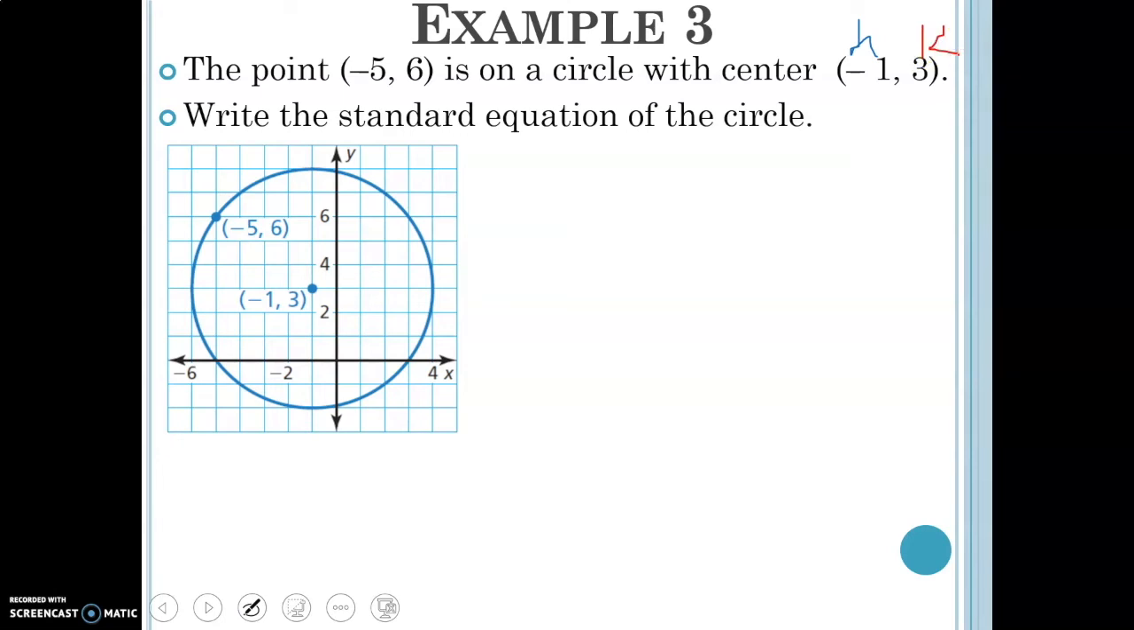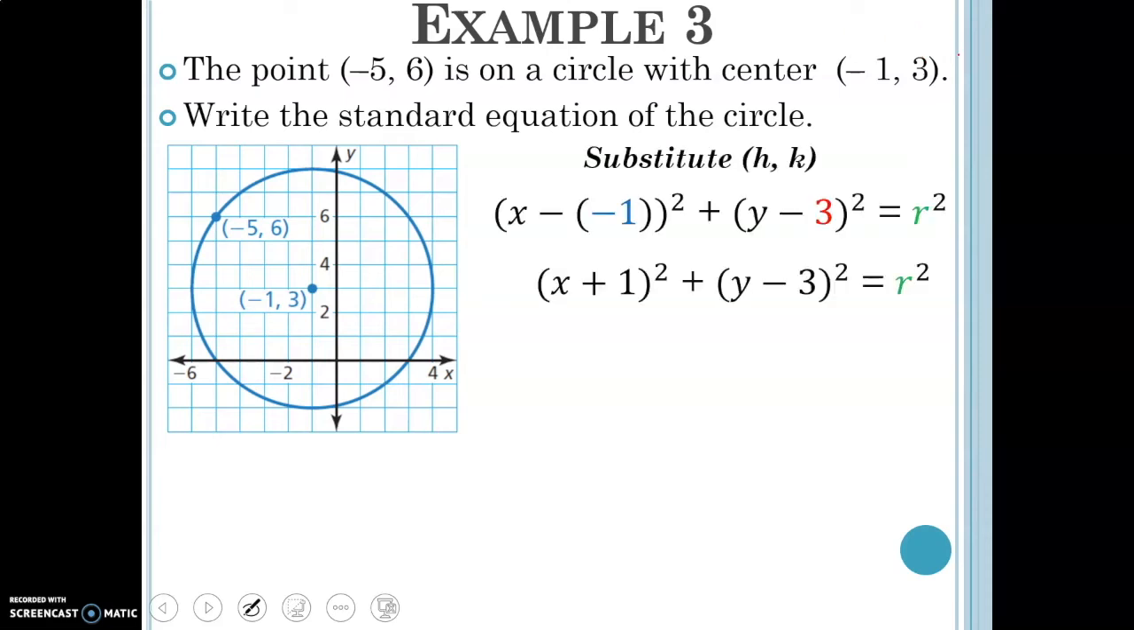Now we have a circle that we can count the radius out for, but I'm going to pretend like that circle wasn't there and we weren't able to do that. So this is the way you would want to proceed. You're going to substitute your h and k, and that's going to give you (x + 1)² + (y − 3)² = r², because the problem makes no mention of r.